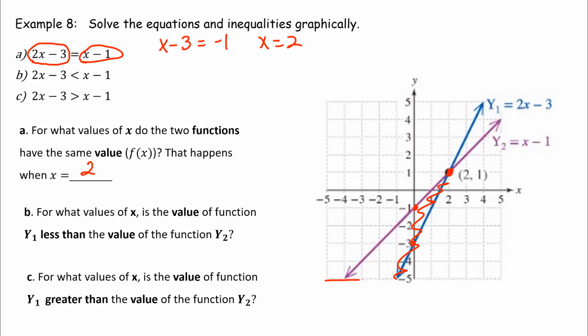So as you're coming along from left to right, that blue line is below the purple line until you get to x equals 2. And then that blue line is above the purple line. So the solution to that second inequality is going to be from -infinity up to 2, not including 2, because that's when they're equal. And if you were to solve this inequality algebraically, you would subtract x on both sides. You'd have x is less than, you'd add 3 on both sides. You'd have x is less than 2, which is exactly what we just got.